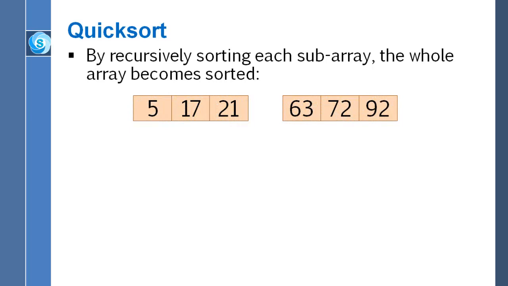There it is. Sort the first half and you get 5, 17, 21. Sort the second half and you get 63, 72, 92. And because we ensure that everything in the first half is less than everything in the second half, the entire array is now sorted.